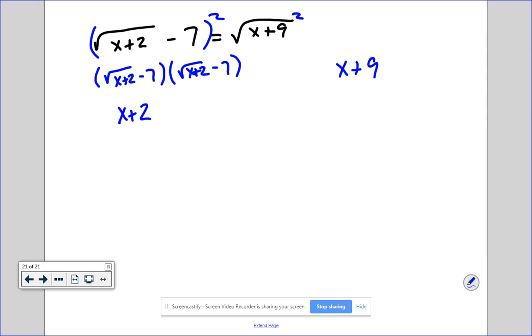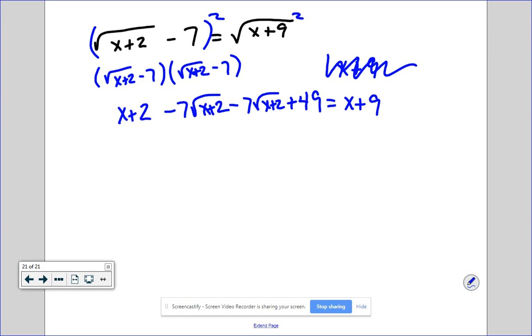Then I do the outside. Square root of x plus 2 times negative 7. This is why we spent all that time doing radicals the first couple weeks of school. Number with number, radical with radical. So this just becomes negative 7 square root x plus 2. Negative 7 multiplies by that imaginary one out front. There's no other radical for it to multiply by, so it's just copied down. Then we do the same thing on the left, or for the inside, and then last is 49. If I write it out all the way, that's what I get if I square both sides.